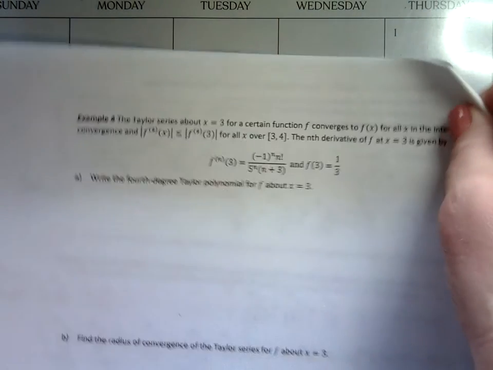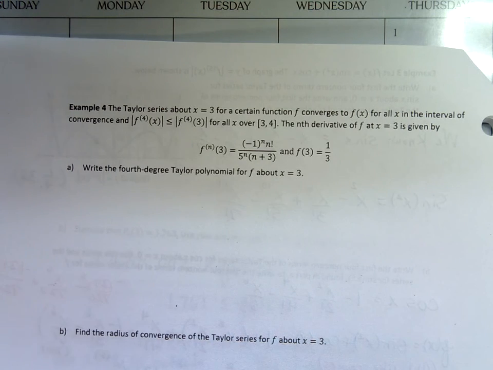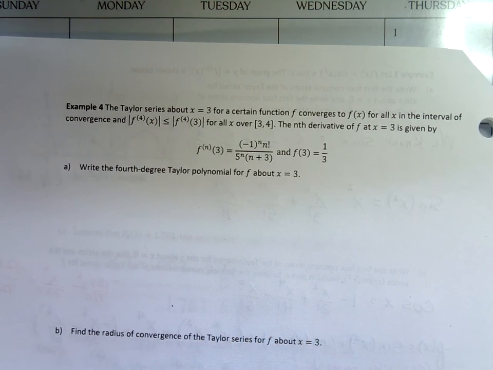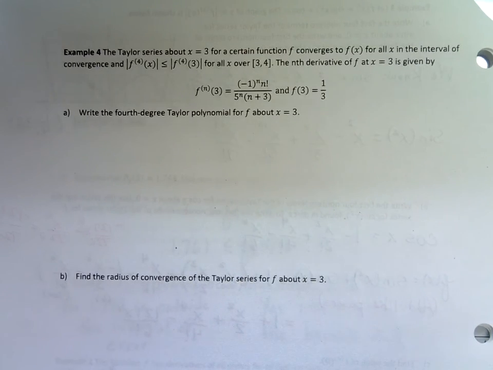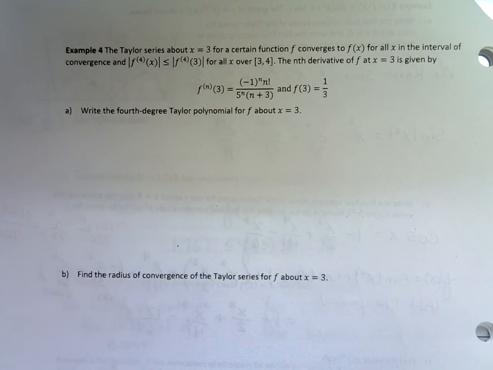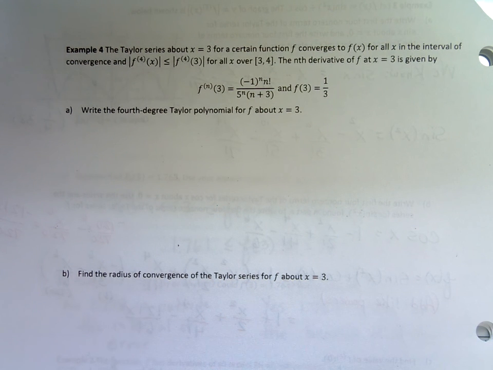All right, here's the next guy. And again, they're going to have us start with things from other sections and move on to things from this section as we go. So the first one is we want to write the 4th degree Taylor polynomial for f about x equals 3. So they tell you you've got a Taylor series. It converges for all x on the interval. The 4th derivative of f is less than the 4th derivative at 3 for all x over the interval from 3 to 4. The nth derivative of the function at x equals 3 is given here. What on earth is all this?